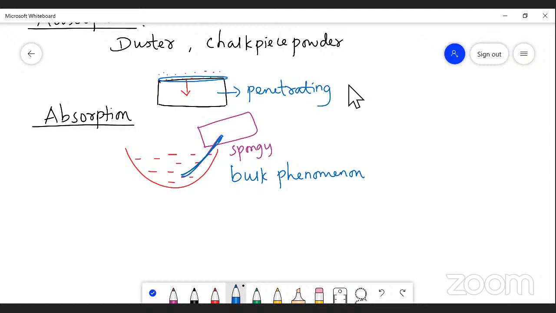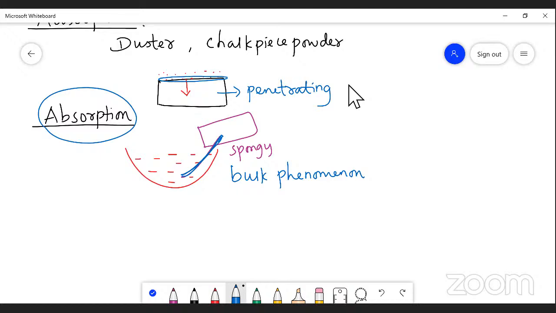So absorption is different, adsorption is different. Here absorption means taking the molecule inside fully. Adsorption means that whatever the molecule may be, it is going to be present over the surface of a material. Now it is clear, absorption and adsorption.